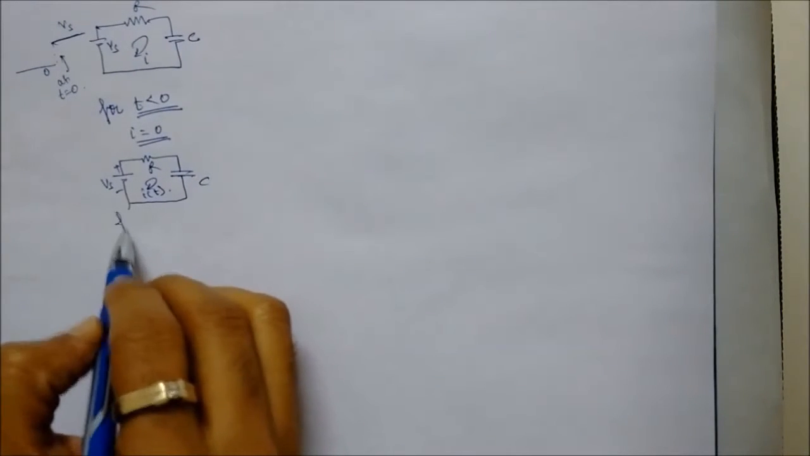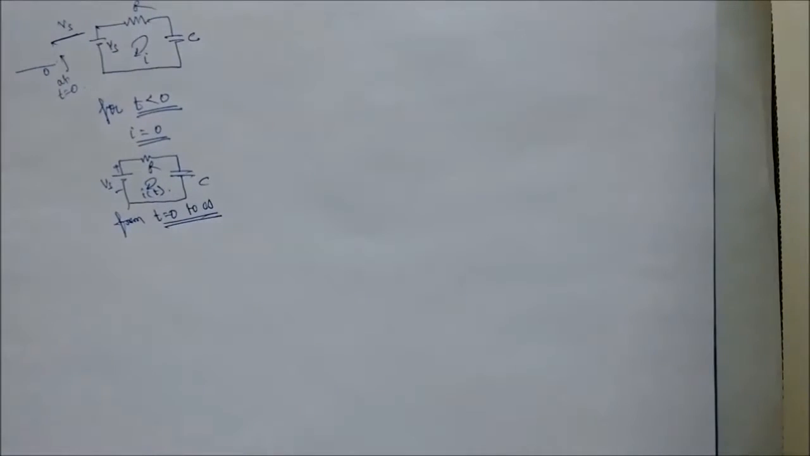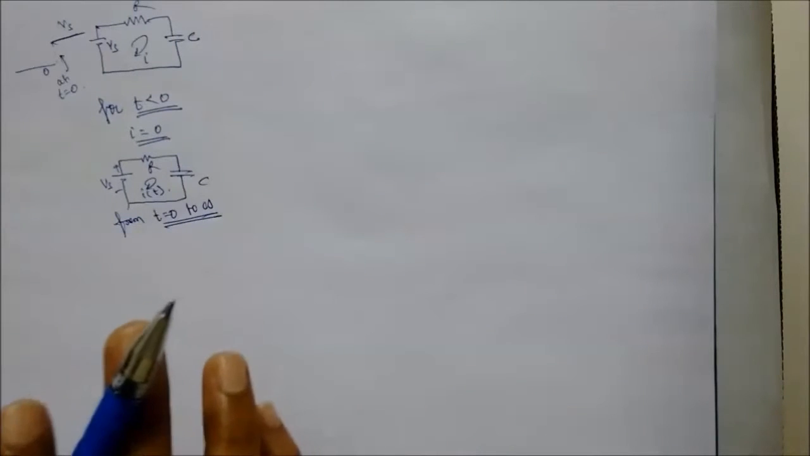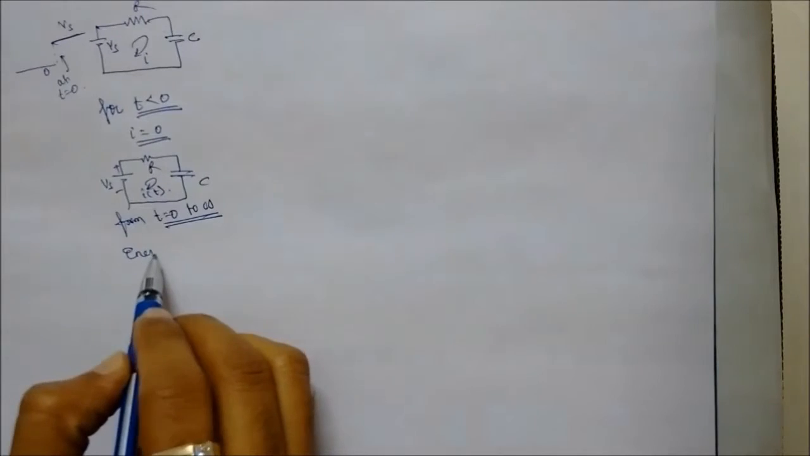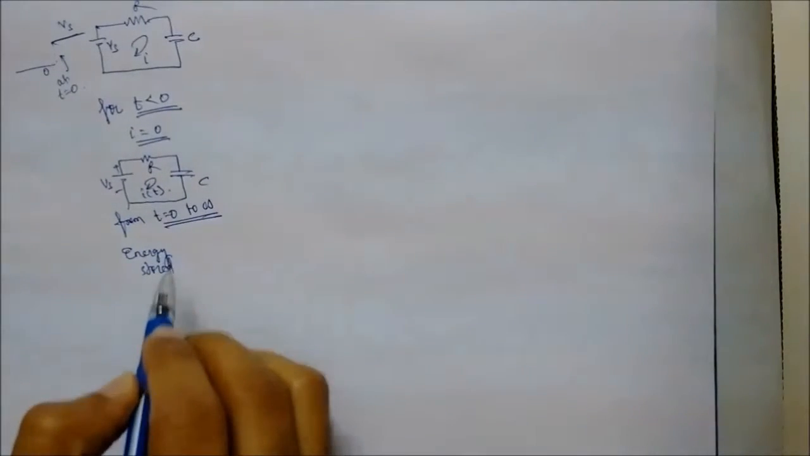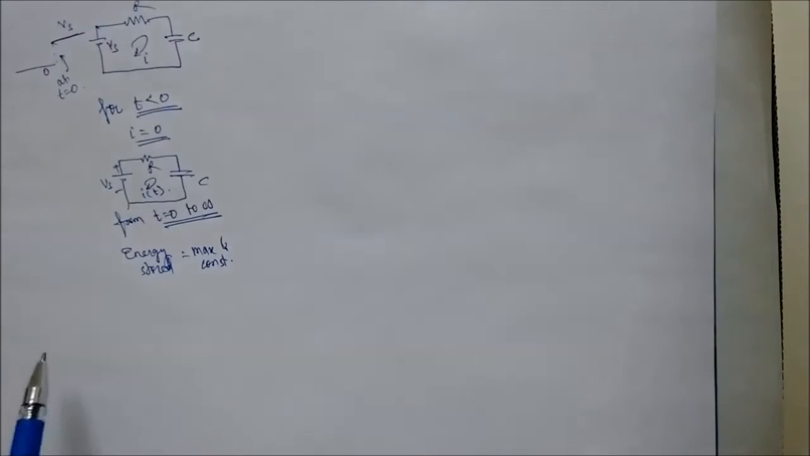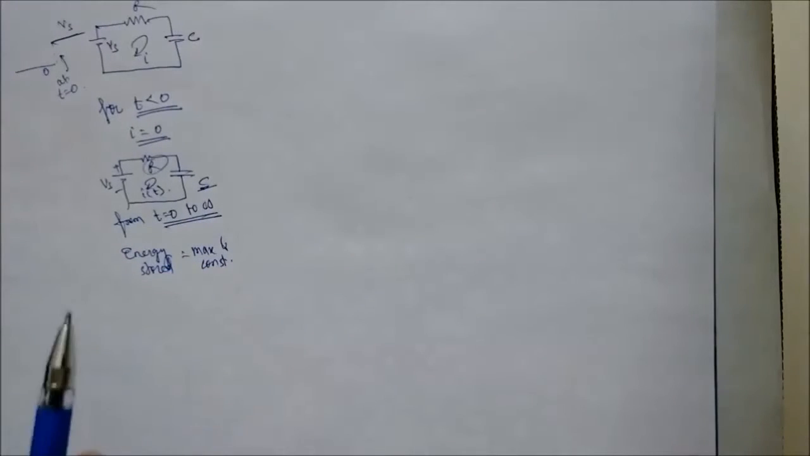Now from time t is equal to 0 to time t is equal to infinity, this voltage source is applied across the RC circuit. Whenever a source is applied to RC or RL energy storing elements, at t is equal to infinity, that means after a very long time, the circuit reaches steady state. Now what does it mean by steady state? That means the energy stored in the circuit is maximum and constant. Now since this is an RC circuit, energy is stored only in the capacitor because the resistor does not store any energy.